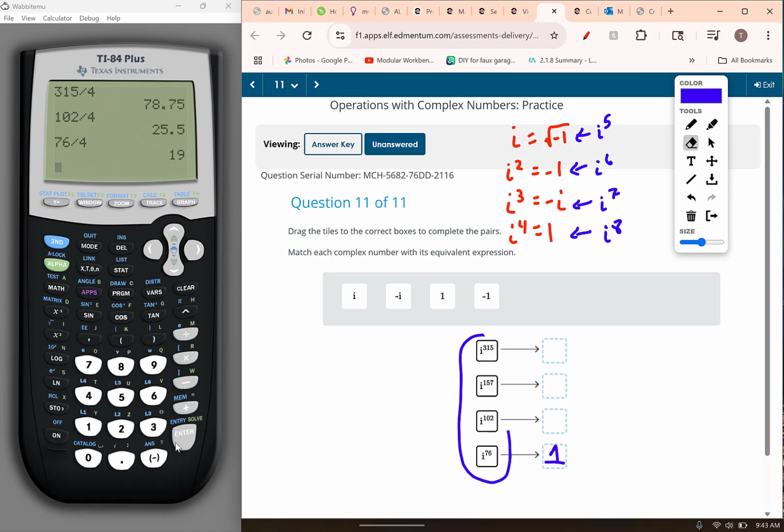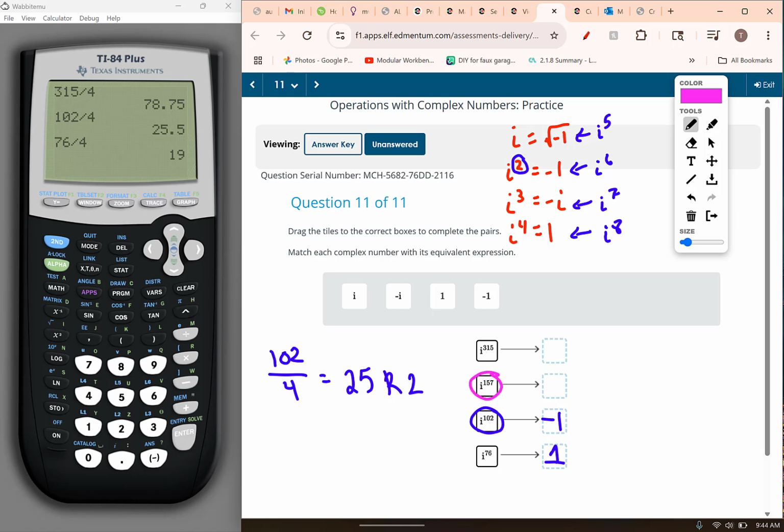But we can use that same power of 4 rule for all of these. So for instance, let's take 102. So what is 102 divided by 4? Well, we know from up here we ended up getting 25 and a half. Or in other words, 4 goes into 102 25 times with a remainder of 2. So that must mean i to the 102nd power matches up with i to the second power, and this is going to equal negative 1.